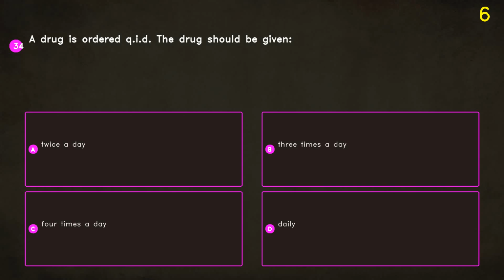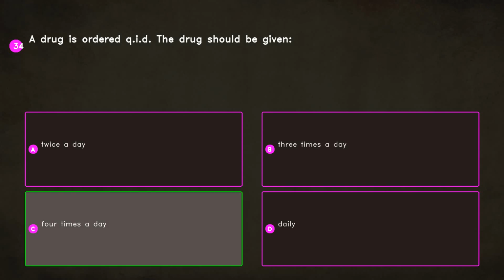Question 34. A drug is ordered QID. The drug should be given A. Twice a day. B. 3 times a day. C. 4 times a day. D. Daily. The correct answer is 4 times a day.